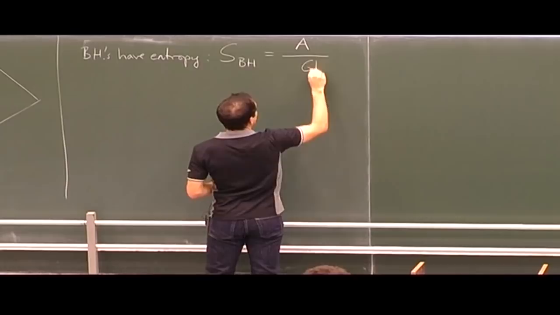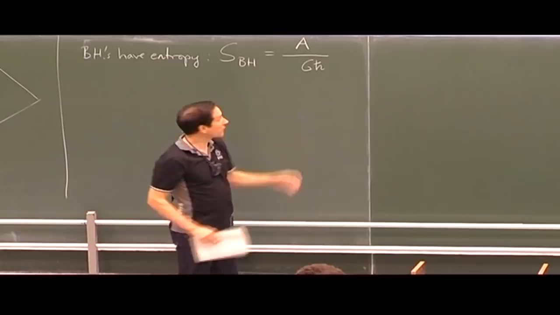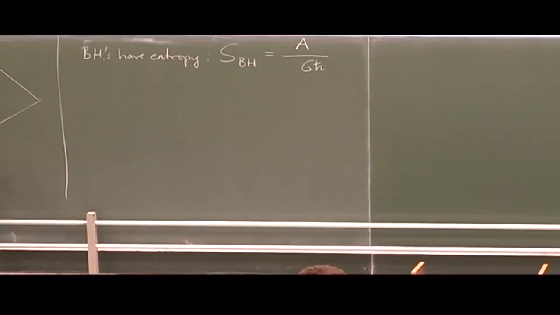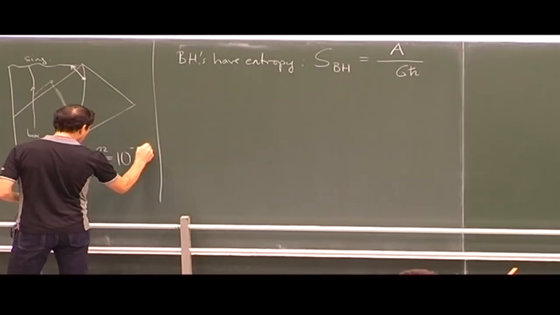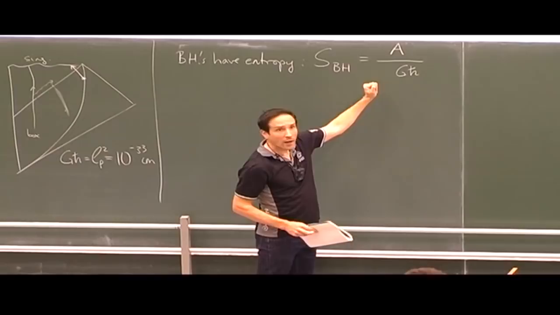And then in order to make this dimensionally correct, you have to divide by something that has dimension area. Well, it turns out that Newton's constant times Planck's constant has that dimension. That's the Planck area squared right here. Planck length is about 10 to the minus 33 centimeters. So let's write this down. And that's what he could do. He figured there would be some order one number here, but he didn't know what it was. But fortunately, it was fixed later.